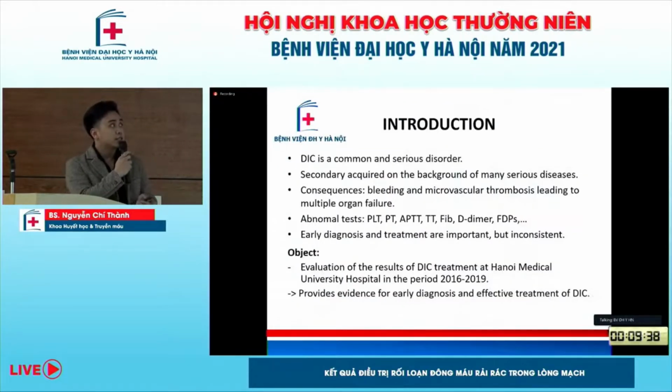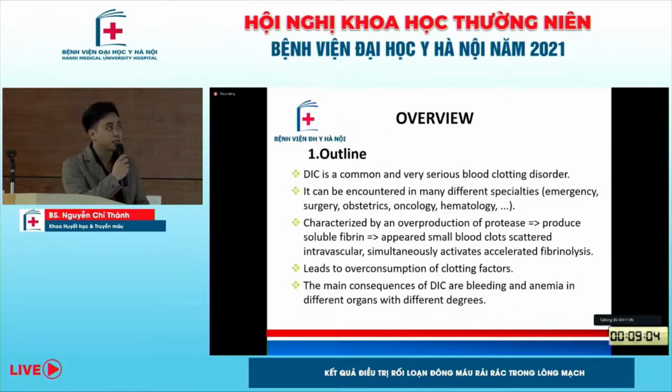Firstly, DIC is a common and serious disorder. It is usually acquired on the background of many serious diseases, and the consequences are bleeding or microvascular thrombosis. Early diagnosis and treatment are important, but it's still inconsistent. So we want to evaluate the result of DIC treatment at Hà Nội Medical University Hospital, and by that way, we will provide evidence for early diagnosis and effective treatment of DIC.